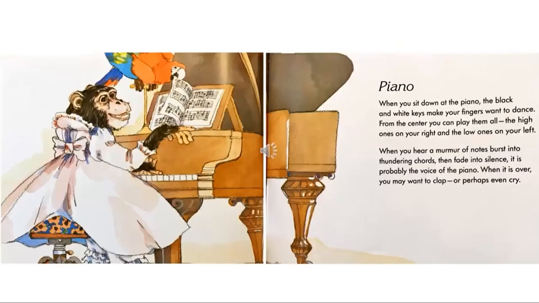When you sit down at the piano, the black and white keys make your fingers want to dance. From the center, you can play them all. The high ones on your right and the low ones on your left. When you hear a murmur of notes burst into thundering chords, then fade into silence, it is probably the voice of the piano. When it is over, you may want to clap or perhaps even cry.